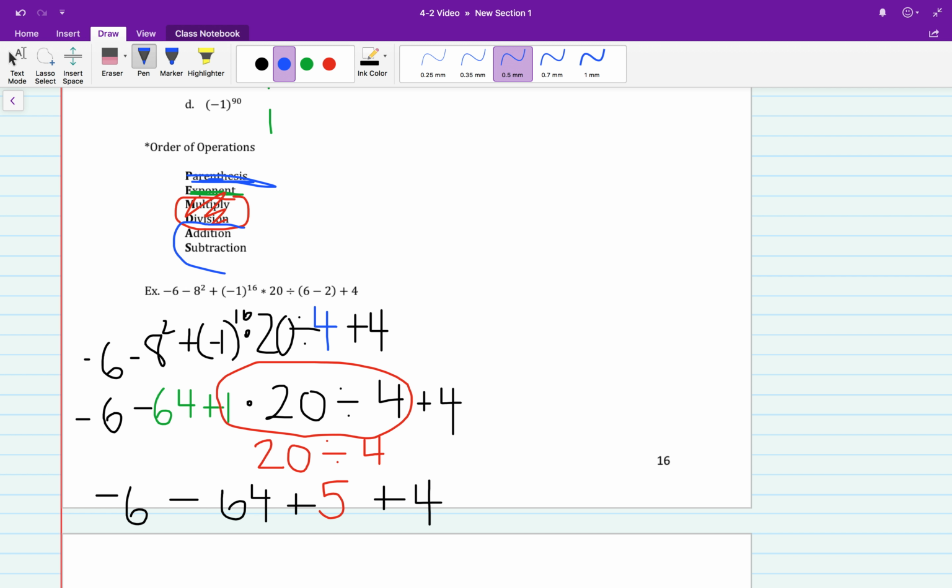So addition and subtraction is done together. Again, reading from left to right. So when I do this from left to right, I can type it in my calculator, I can do it in my head. -6 minus 64 is -70. +5 plus 4 is going to give me -61. So this is my final answer.